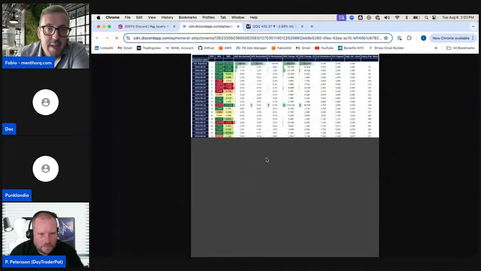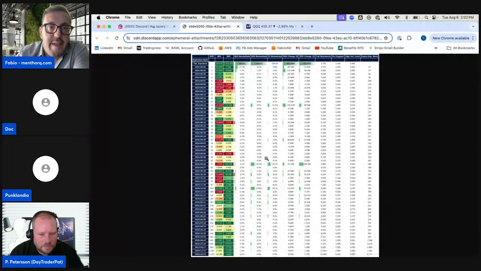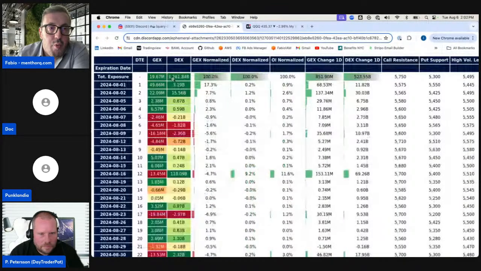Let me open it up. So the first thing you want to look at is the top here. You want to see the total exposure. Whenever you see green, it means that GEX and DEX are positive. So whenever you see a green total exposure, it means that we are in positive gamma. We're going to explain in a second what that means and how you can prepare for that.